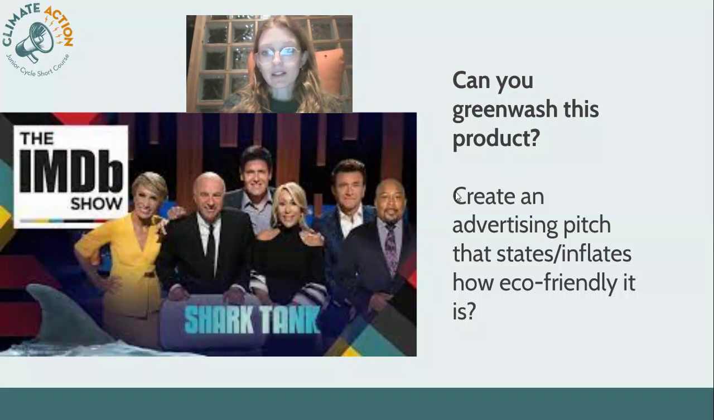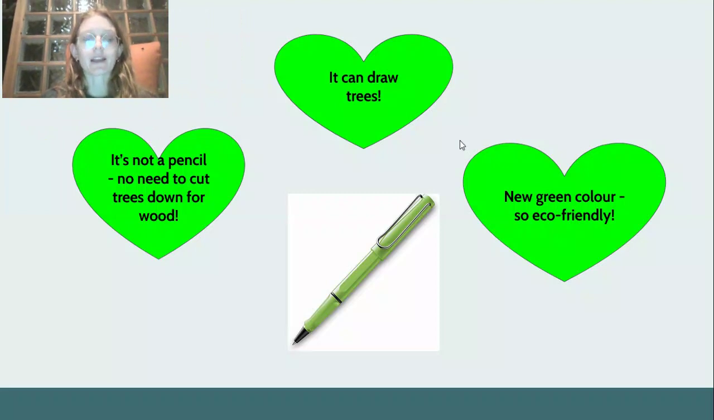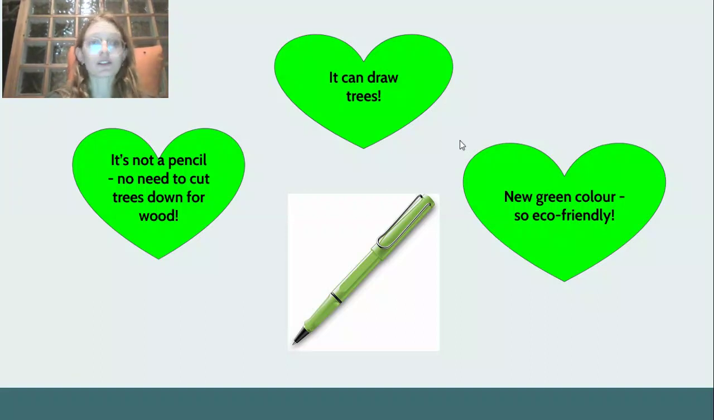So you can show them an example like this one about this green pen. So you might give them a pen, and they might sell the pen and say, oh, this pen is so great. Look, it's green. That's amazing. That means it's super eco-friendly, and it's really good at drawing trees. And look, it's not even a pencil, so you don't need to cut down trees for wood. Or as eco-friendly or as greenwashing as they are able to do on a particular product. So that's the first activity.